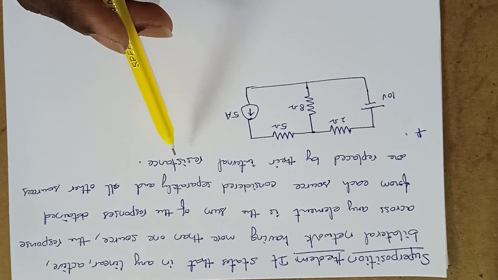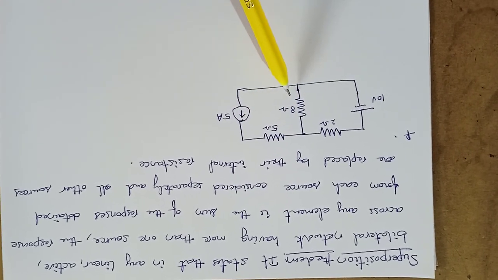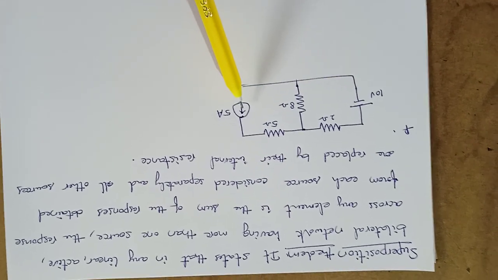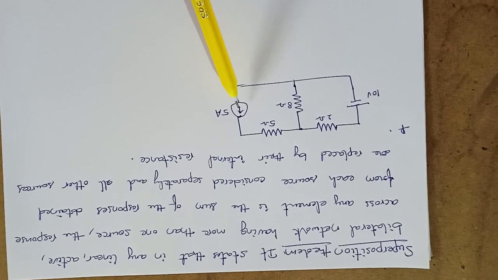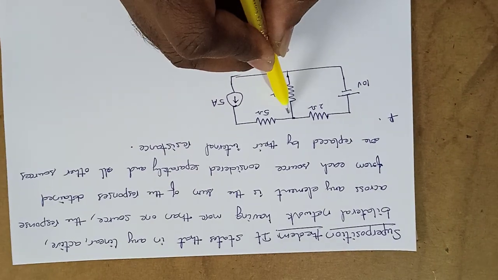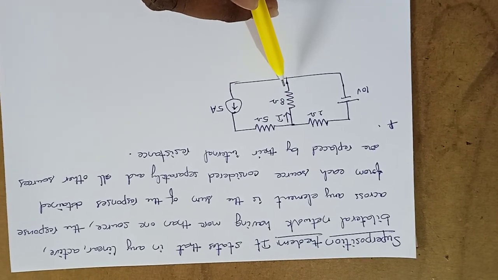and all other sources are replaced by their internal resistance. That means, let us assume this is one circuit having more than one source. There are two sources here, one is a voltage source, another one is a current source. So if the circuit is like this, having more than one source, then let us assume that we need to find out the current flowing through this resistance of 8 ohms.